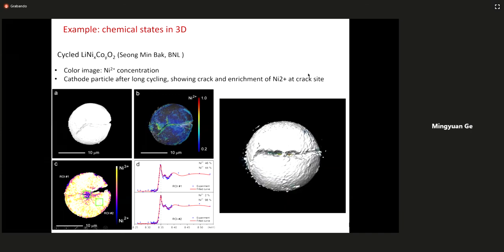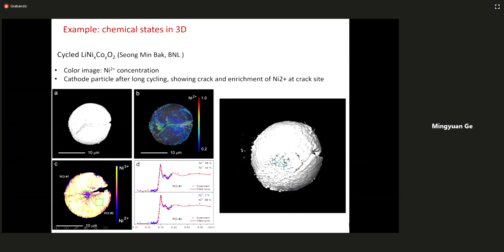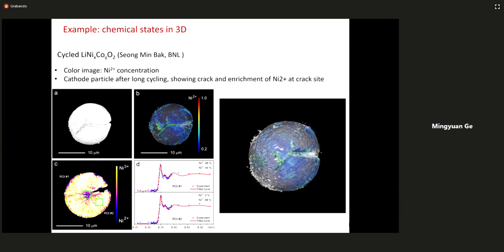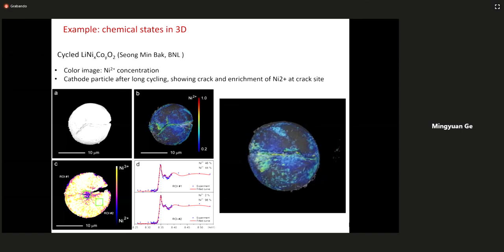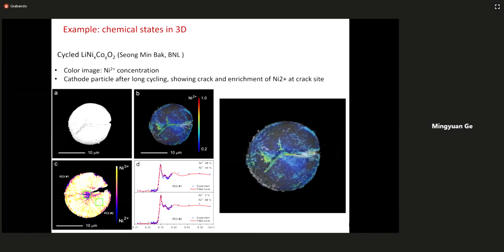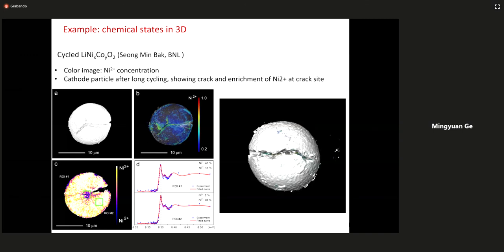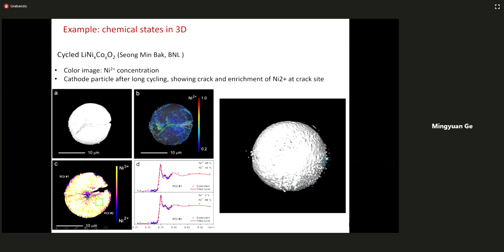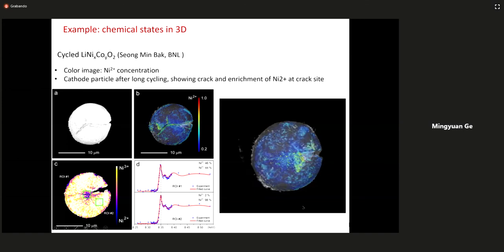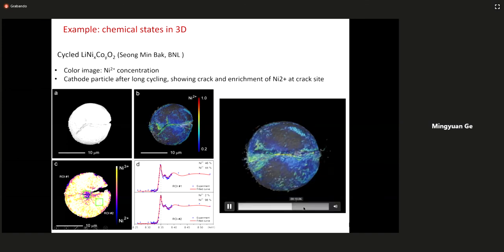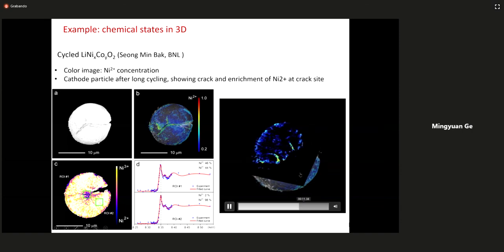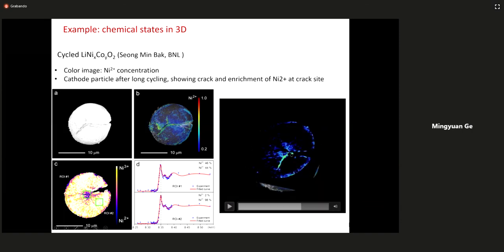So this is just the animation, seeing through the particle, showing not only the morphology but also the distribution of the chemical states inside your cracked particle. From the side view, we do see a lot of enrichment, like this one, enrichment of nickel 2+, this dark region. Also, we can see this is a crack. We see a lot of green-like color compared to blue-like, which means there is more nickel 2+ on the crack side.